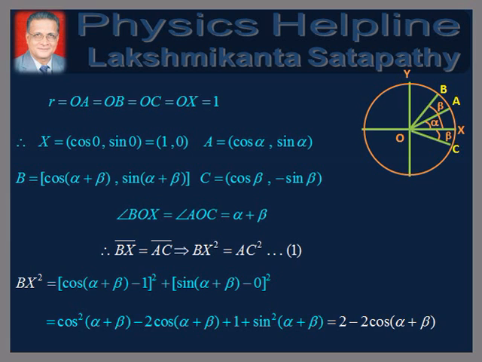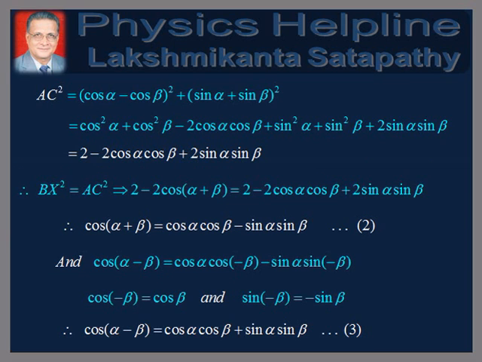Since angle BOX is equal to angle AOC, we have distance BX is equal to distance AC, which gives BX square is equal to AC square. But BX square is equal to (cos(alpha plus beta) minus 1) whole square plus (sin(alpha plus beta) minus 0) whole square, which is equal to cos square(alpha plus beta) minus 2 cos(alpha plus beta) plus 1 plus sin square(alpha plus beta). Now cos square(alpha plus beta) plus sin square(alpha plus beta) is equal to 1. Therefore, we have BX square is equal to 2 minus 2 cos(alpha plus beta).